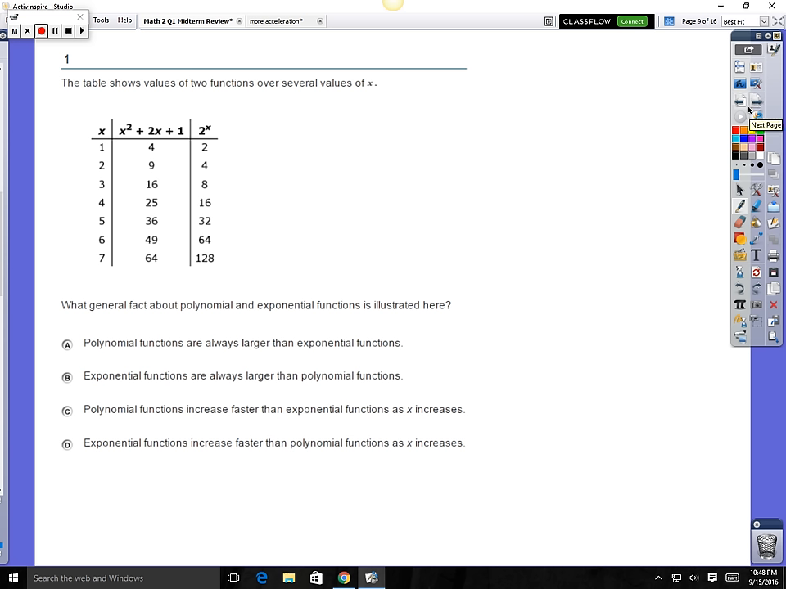Okay. Look at these tables. It looks like you've got a quadratic versus an exponential. And okay, polynomials. Polynomials are this. They're linear, x to the 1, x to the 2, x to the 3. This is linear, this is quadratic, this is cubic. Polynomials are any of these. Exponential is when your x is in the exponent spot. That is the definition of exponential.